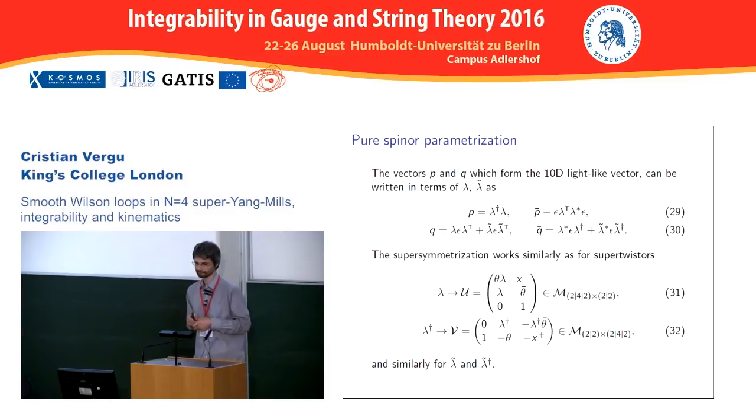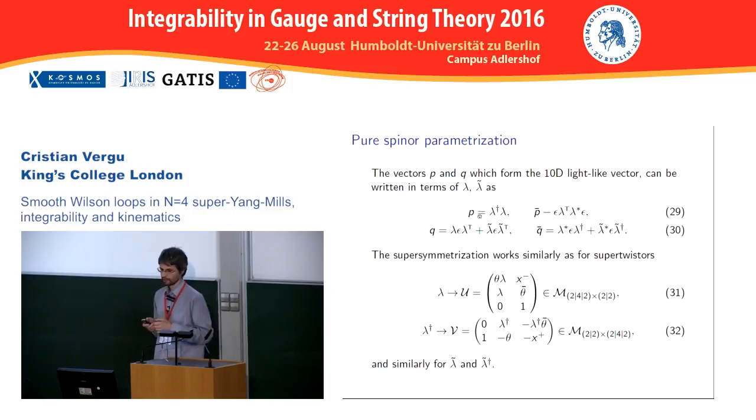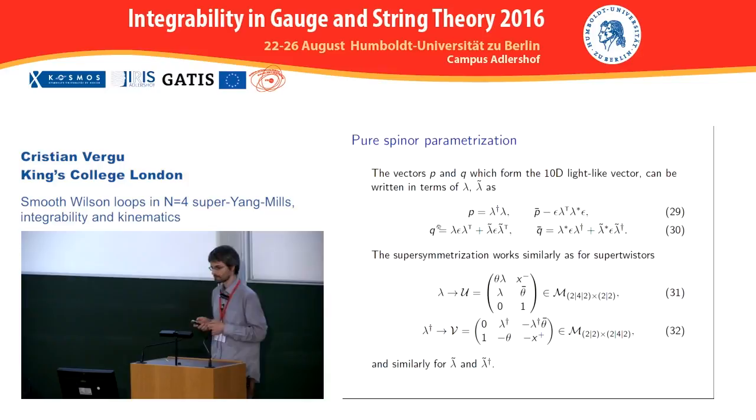And now I can write the vectors P and Q, which define the contour. P defines the tangent to the contour. Sorry, this should be equal here. I wrote minus. So they're given by these expressions in terms of lambda and lambda tilde. So now, when I was discussing the light-like conditions from the four-dimensional point of view, I had some lambda and lambda tilde. And now, in this 10-dimensional situation, I introduce 2x4 and 4x2 matrices, lambda and lambda tilde, and P and Q are described in terms of them by these expressions.